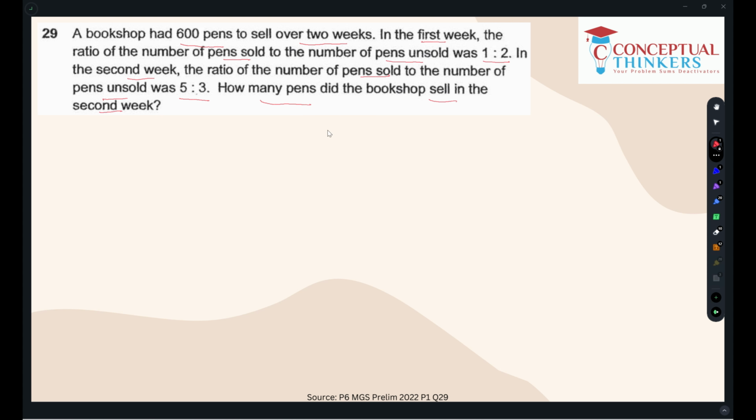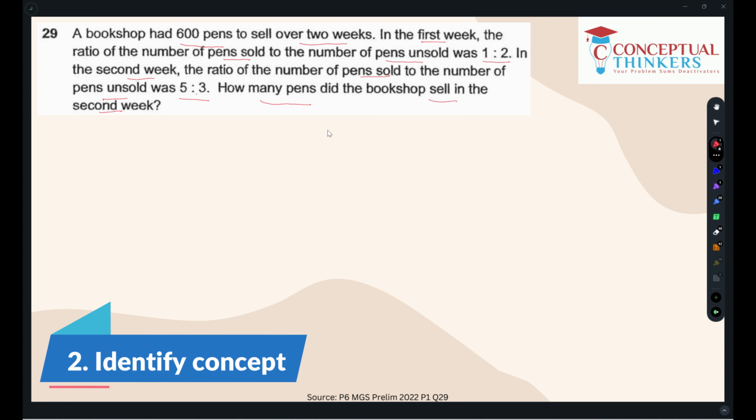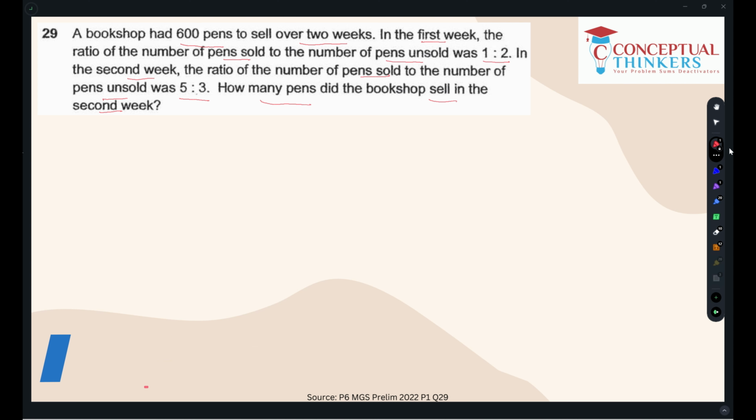After looking at those key phrases in the question, now we have to think how to link the question to a concept. How to identify the concept? We have to look at certain key phrases here. In the first week, the ratio of the number of pens sold to the number of pens unsold was 1:2. This number of pens unsold will be the quantity of pens left for the second week.